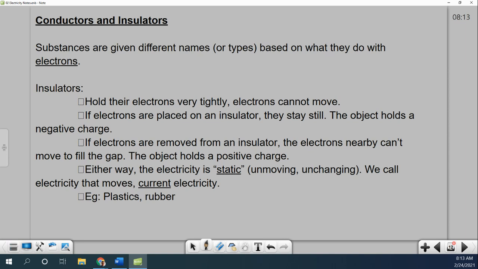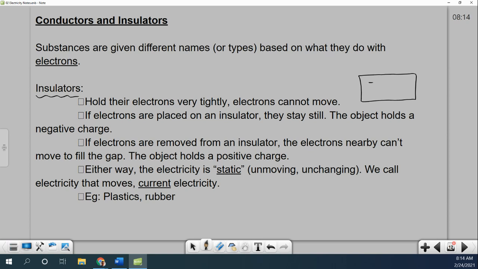And so this brings us to ideas of conductors and insulators. Substances are given different names, or sometimes we call them types, different types of substances, based on what they do with electrons. And so the first category we're going to look at here are insulators. So we call a substance an insulator if it holds on to its electrons really tightly. So the electrons can't move. If I put electrons onto an insulator, they stay still. They can't go there.